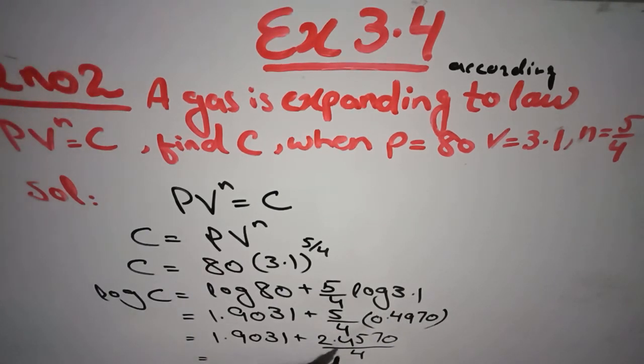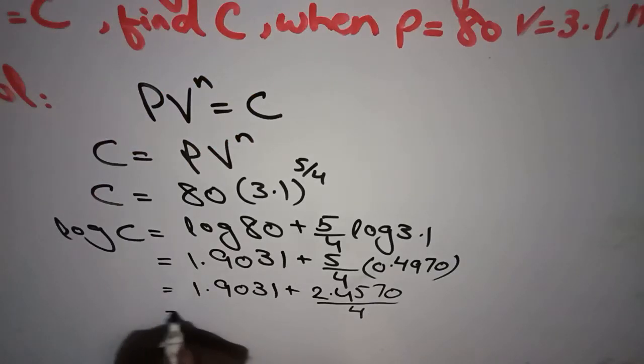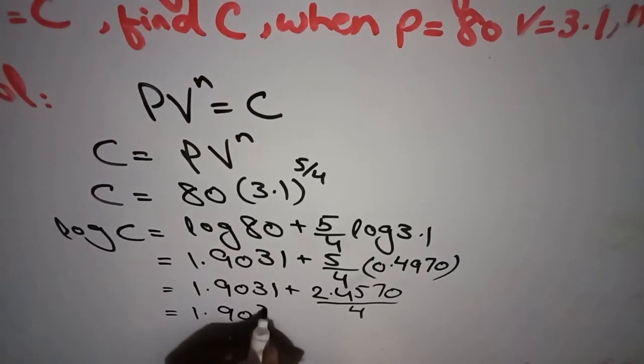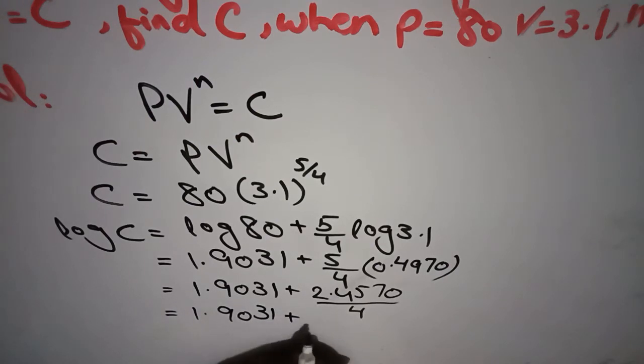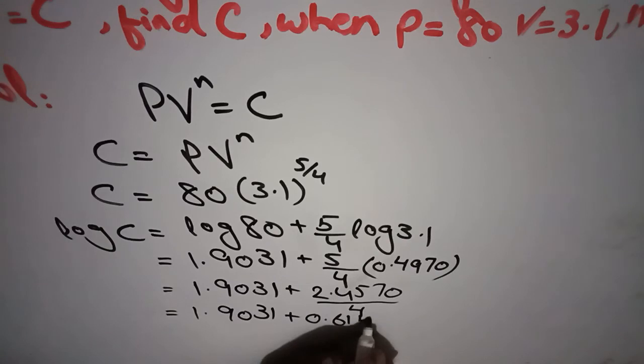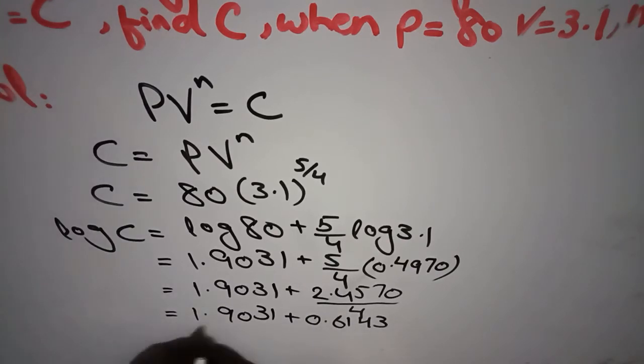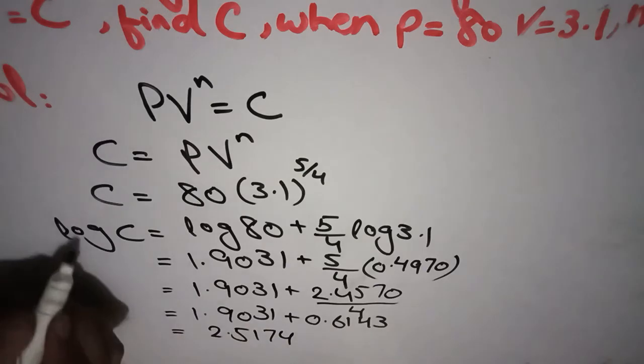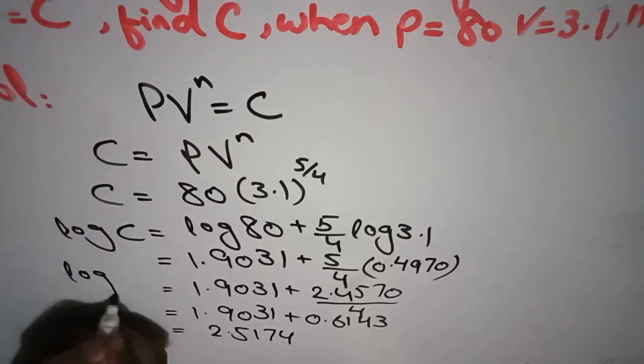Now take the LCM or you can just divide it. By dividing we will get 1.9031, and by dividing we get 0.6143. Okay, now add both of these values, you will get 2.5174. By adding these values, log of C is written on this side.